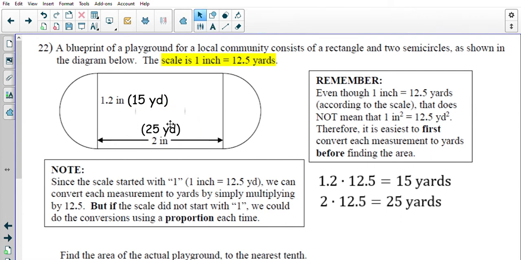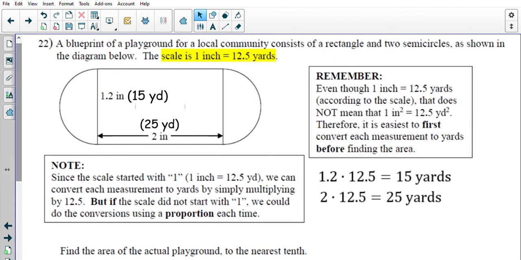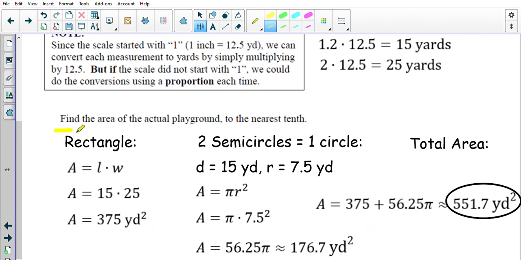Okay. So if we want to find the actual area, it is going to be in square yards, not square inches, because that would be a really tiny playground. We're going to use our yards values. So we're going to start with the rectangle, which I'm going to highlight in yellow, and I'm going to have to go back and forth here. So our dimensions are 15 by 25. So for the area, we're going to do length times width, 15 times 25. You can see I did this here. It's not as blurry, right? 15 times 25 is going to get us an area of 375 yards squared.